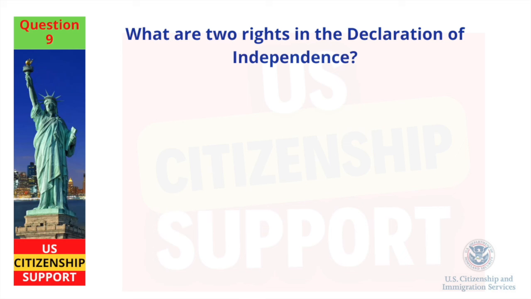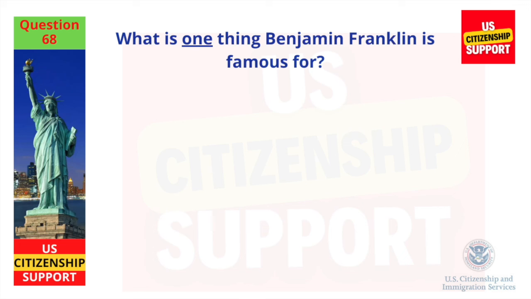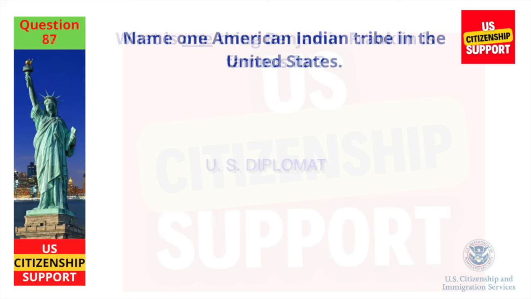What are two rights in the Declaration of Independence? Life, liberty. What is one thing Benjamin Franklin is famous for? US diplomat. Name one American Indian tribe in the United States. Cherokee.